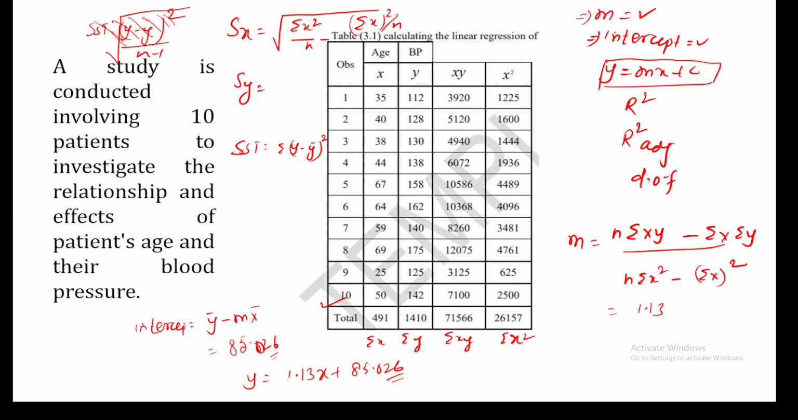And in the case of intercept, we will say at age 0, we will have a blood pressure of 85.06. It's like y is equal to mx plus c. So if the age is 0, the m term will get cancelled out, so c will be 85.06. That's the interpretation. When there is no age, like age 0, that much BP will be there. And if age increases by 1 year, the BP will increase by 1.14 times.